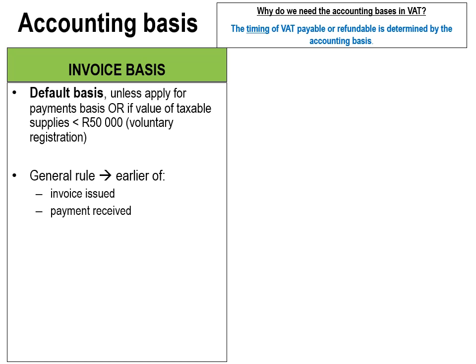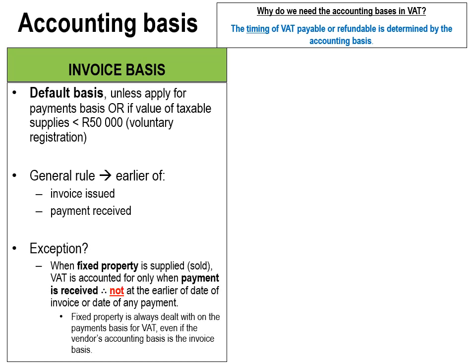The general rule in terms of the invoice basis is that VAT is accounted for, in other words, this is the timing rule, at the earlier of the date when the invoice is issued, and you'll see a bit later how important documentation, specifically tax invoices, is from a VAT perspective, or the date that the payment is received. So the earlier one of those is going to trigger the vendor to account for VAT, the earlier of invoice issued or payment received.